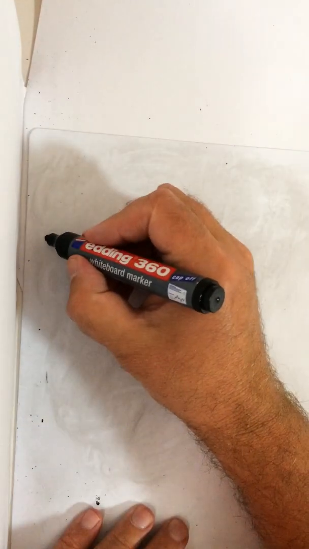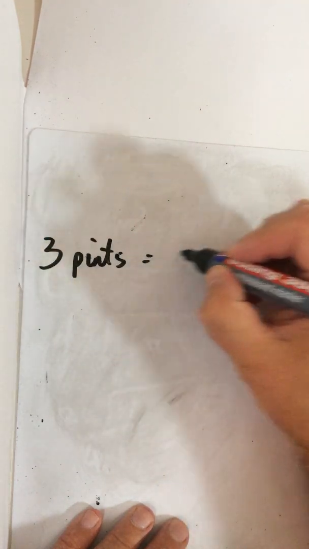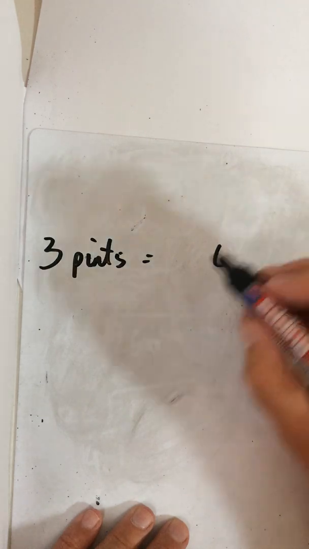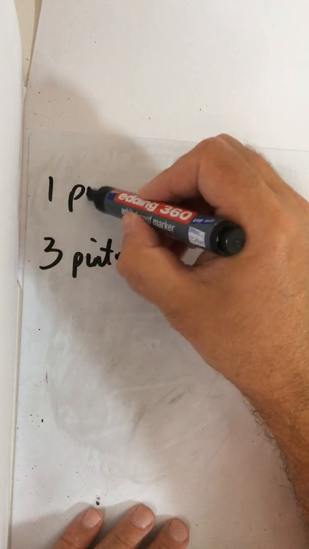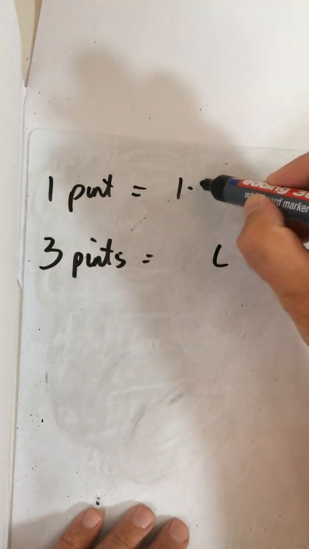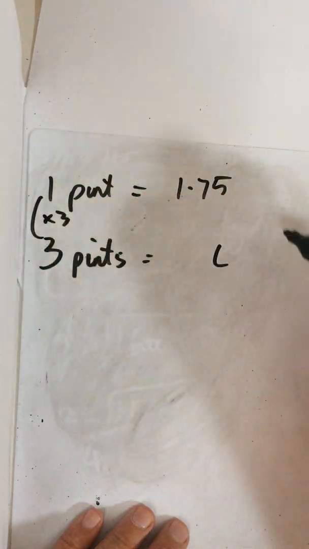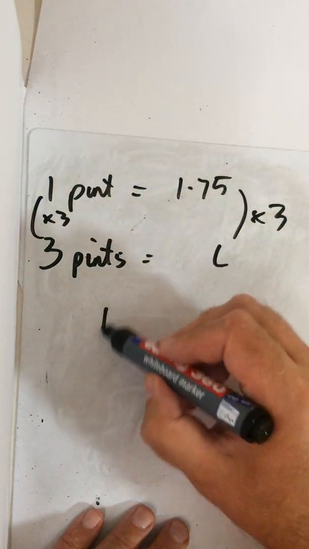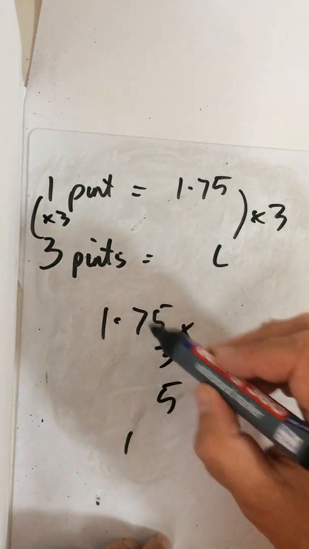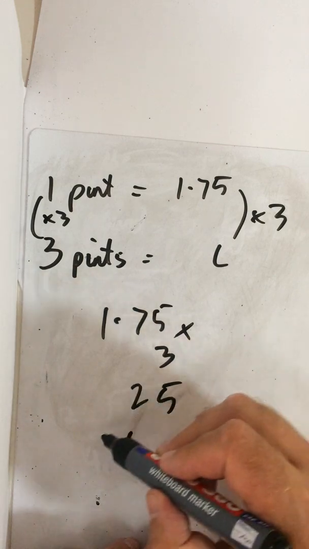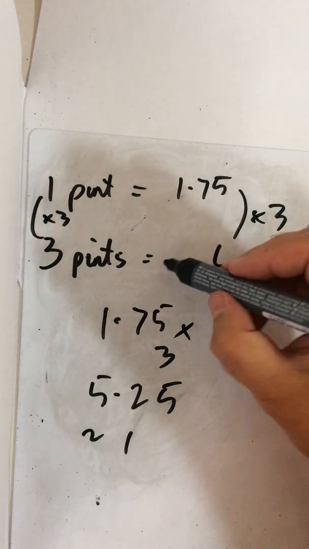3 pints equals how many litres? Okay, I know that 1 pint equals 1.75. So to get from there to there, I'm going to times by 3. 1.75 times 3: 5 carry the 1, 7 threes are 21 and 1 is 22. So 5.25 litres.